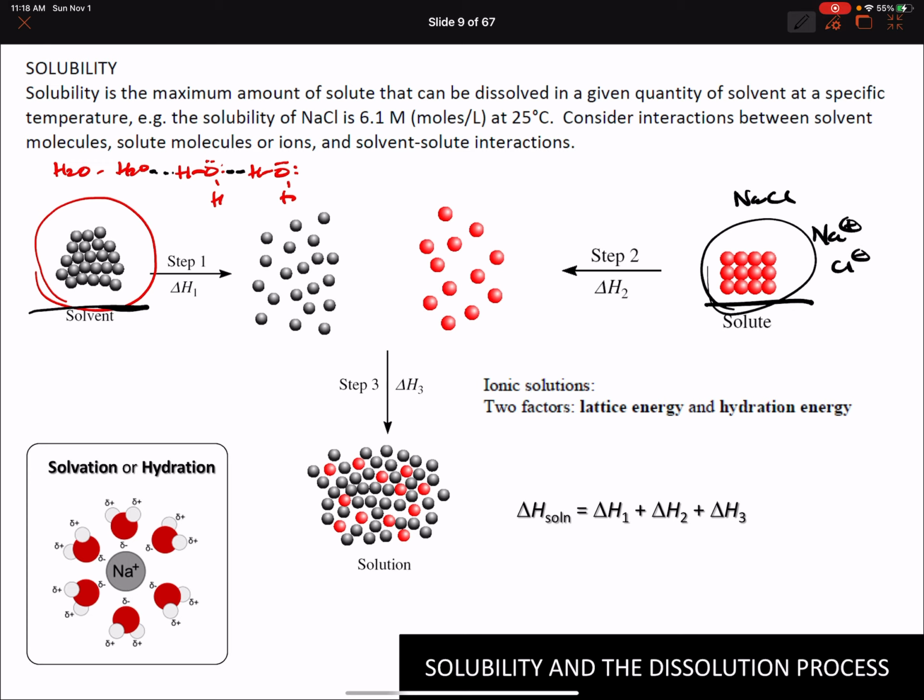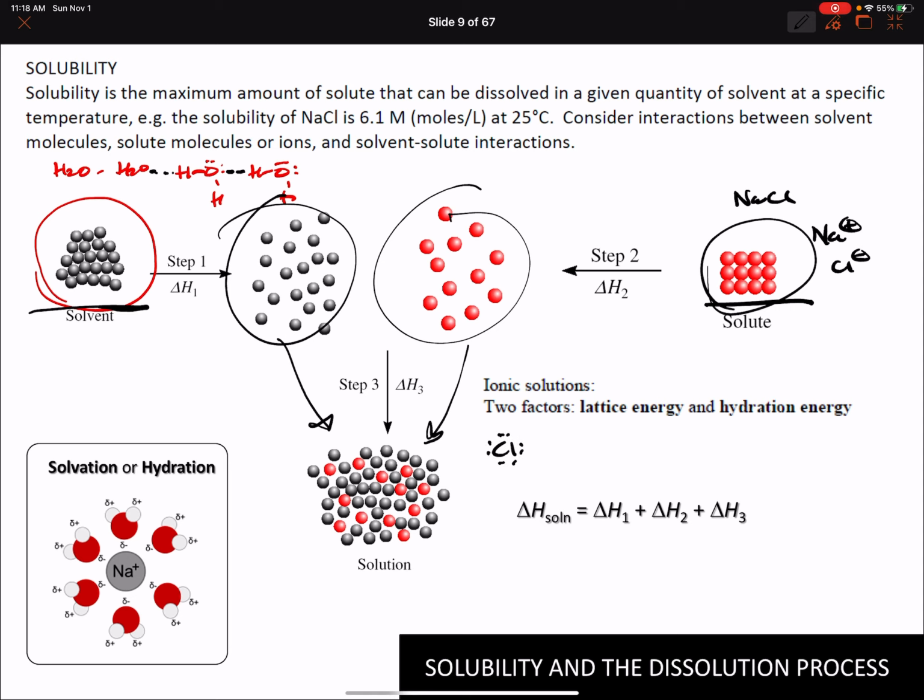In order for them to become a solution, we have to disrupt those interactions, and then we get some stabilization back if they can interact with the solvent. So with sodium, we already drew this picture. Here I have chloride. How is that going to interact with water? Well, it's going to interact with a partial positive on the protons, or the hydrogen atoms in water, right? So you get the partial positive interacting with the negative charge, and that'll surround it all.